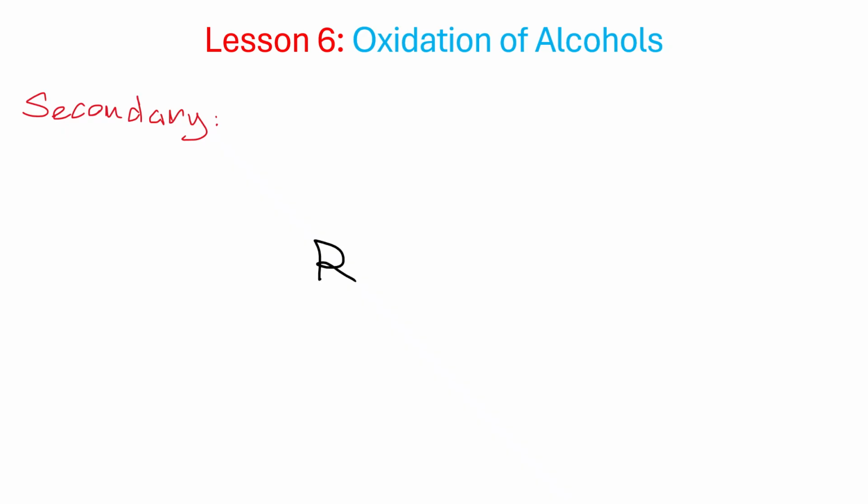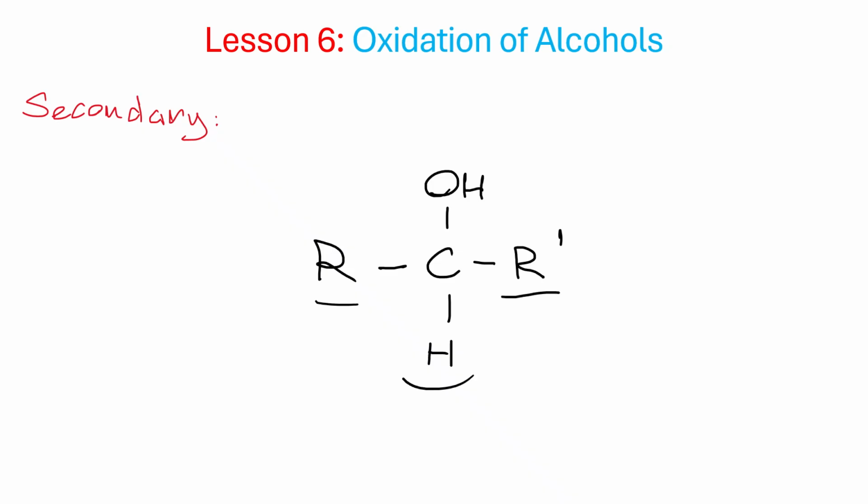Secondary alcohols are alcohols where the carbon attached to the functional group is also attached to two alkyl chains and one hydrogen. An example of such a molecule would be propan-2-ol.